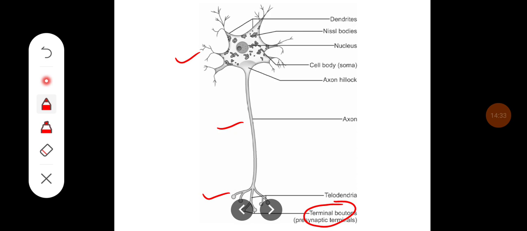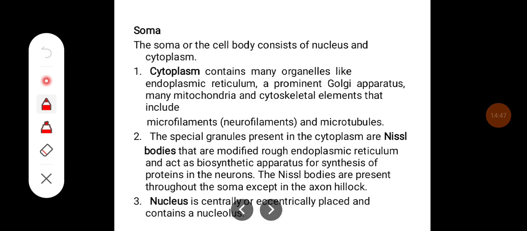And the body is made up of mainly the dendrites, which is a receptive area, which is made up of the Nissl's bodies, nucleus, and the axon hillock, where the action potential is generated. The soma of the body consists of nucleus and cytoplasm.